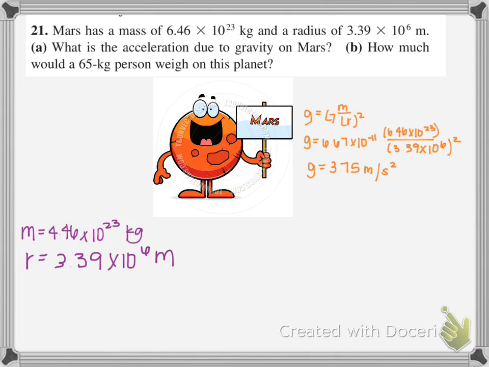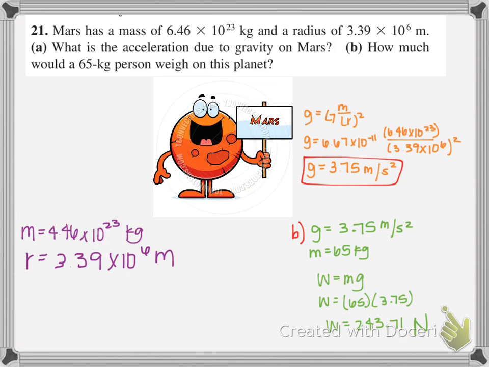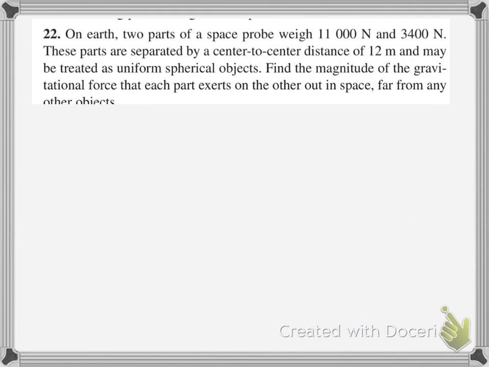Now, using that, you have to remember that weight is equal to mass times little g. Since you already have your little g, and they give you that the mass is equal to 65 kilograms, you can plug it into the formula and see that you will weigh 243.71 newtons on Mars. Let's look at another problem.